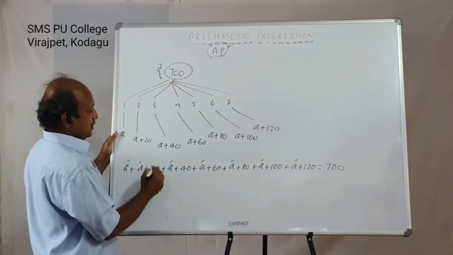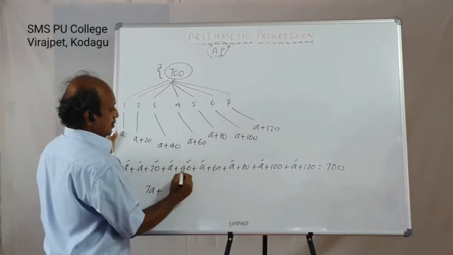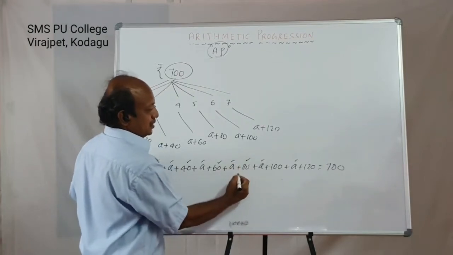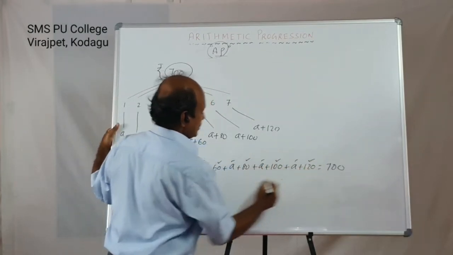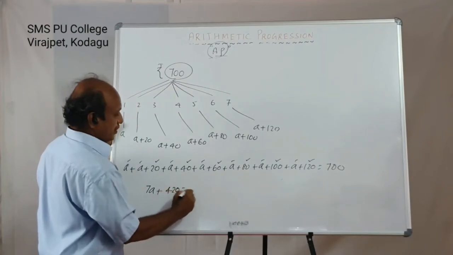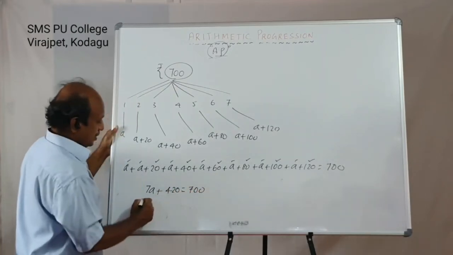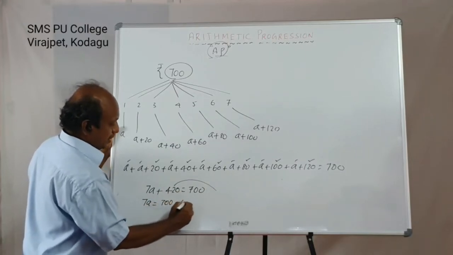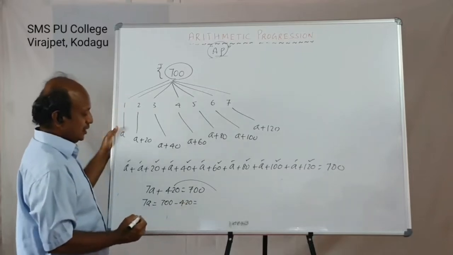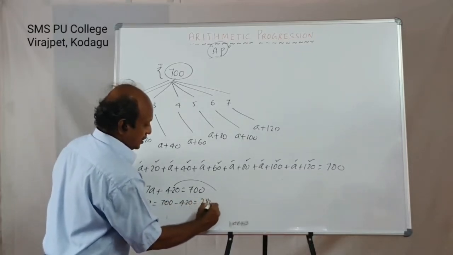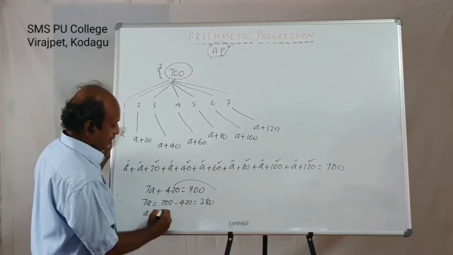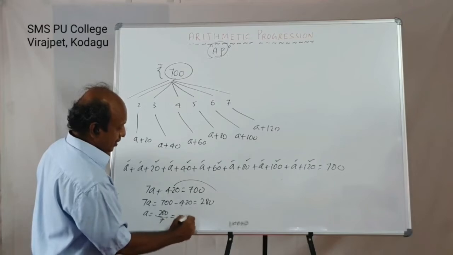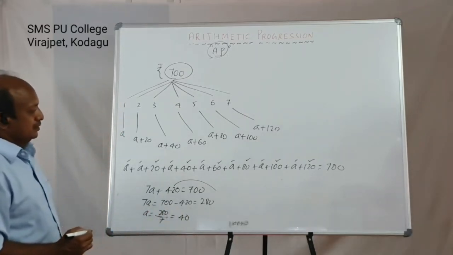Now collect the numbers. 20 plus 40 is 60. 60 plus 60 is 120. 120 plus 80 is 200. This is 300. This is 420. So 7a plus 420 is 700. 7a is equal to, when you take it to the other side, 700 minus 420. How much will you get? It is nothing but 280. Now we have to find the value of a. Therefore, 280 by 7, how much will you get? 40. Therefore, you can easily go for solving the problem.